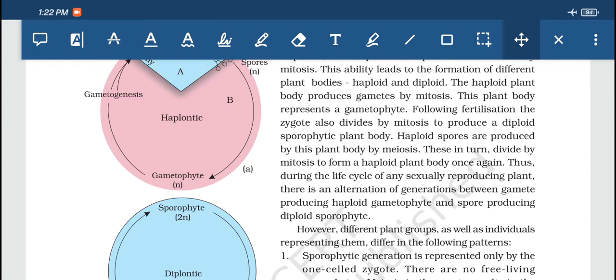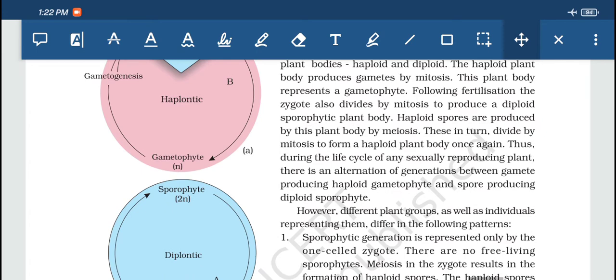Then, following fertilization, the zygote also divides by mitosis to produce diploid sporophytic plant bodies. When fertilization occurs, two haploid gametes combine to form a diploid zygote, and then the zygote divides by mitosis to produce diploid sporophytic plant bodies. Then haploid spores are produced by this plant body by meiosis, because the sporophyte is diploid in nature and the spores are haploid, so it should happen by meiosis.